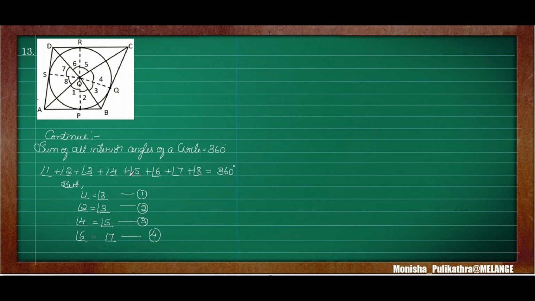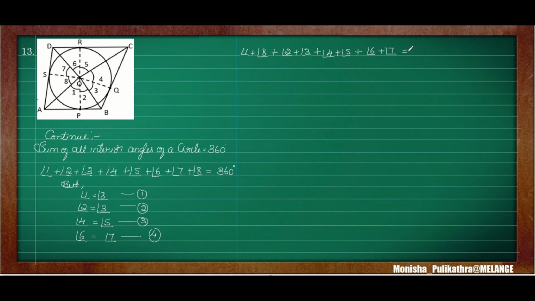But we have already proved that angle 1 is equal to angle 8, angle 2 is equal to angle 3, angle 4 is equal to angle 5, and angle 6 is equal to angle 7. So here we need to group it. We need to group 1 with 8, 2 with 3, 4 with 5, and 6 with 7. Okay. So 1 and 8, next 2 and 3, next 4 and 5, next 6 and 7.